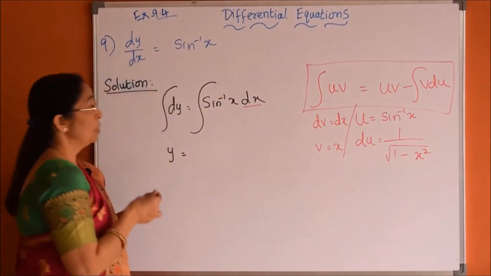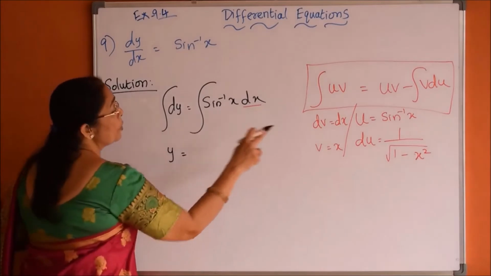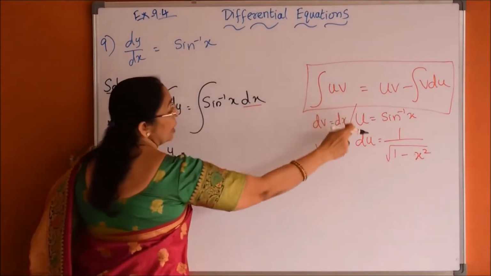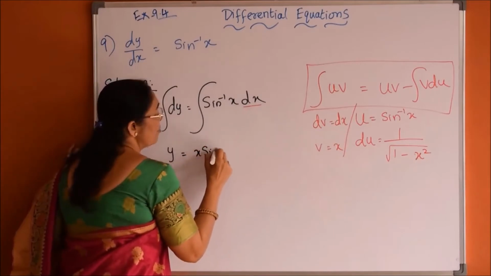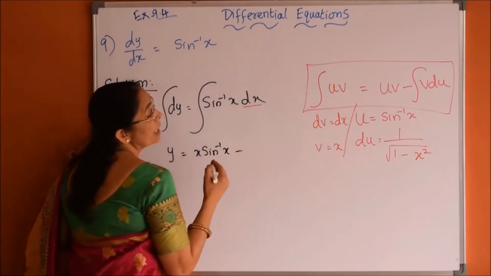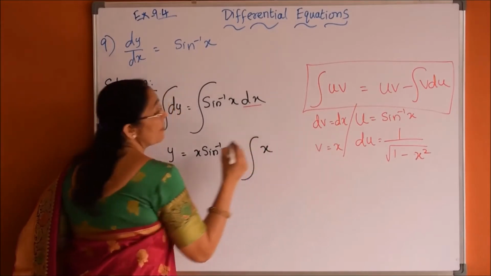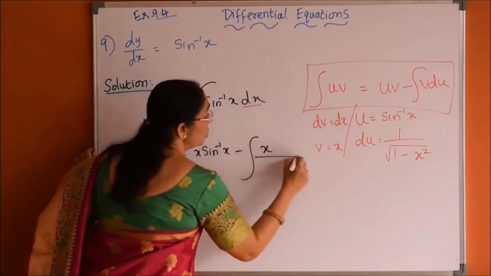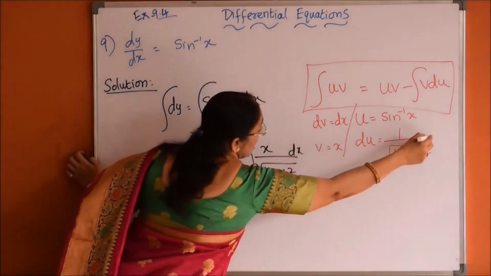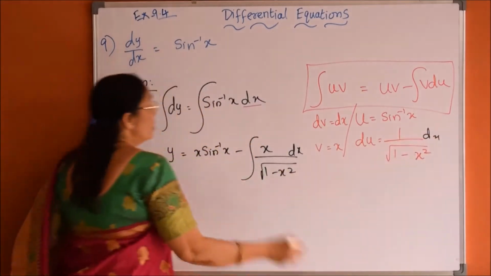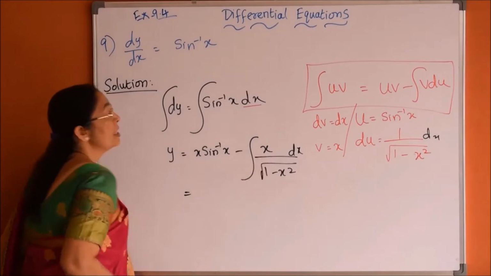Now, using the formula, we will get y is equal to uv minus the integration of v du. U is sin inverse of x and v is x. So, x sin inverse of x minus integration of v du, where v is x and du is 1 by root over 1 minus x square dx. Now the first part is done, and we have to integrate the second part again.